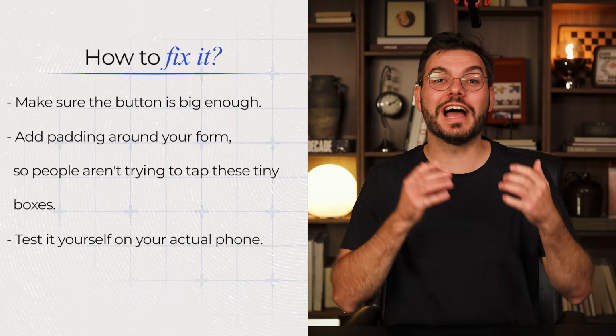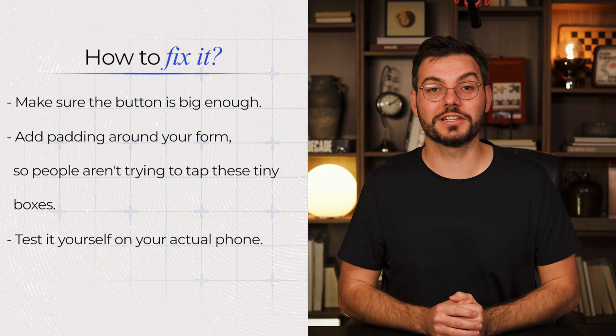And don't just look at it, actually fill out the form and see what the process is like. See if it's easy or if you're struggling to tap the right thing. You can also use Chrome's developer tools to preview different phone sizes, but honestly, nothing beats testing it on a real device because that's what your visitors are going to be using. If your form feels clunky or hard to use on mobile, people aren't going to complete it. Make it smooth and you'll see your conversion rate go up.